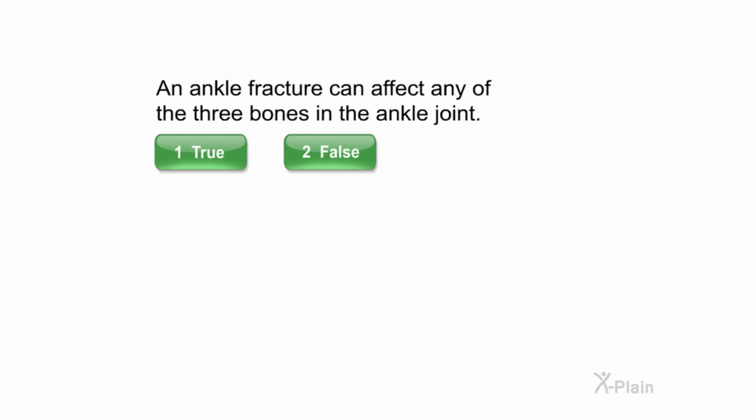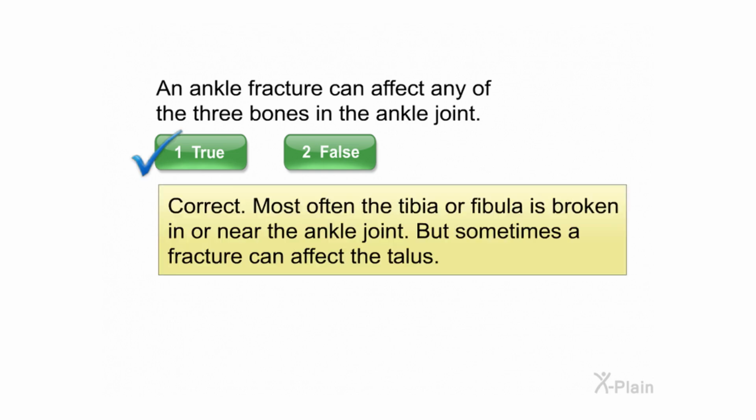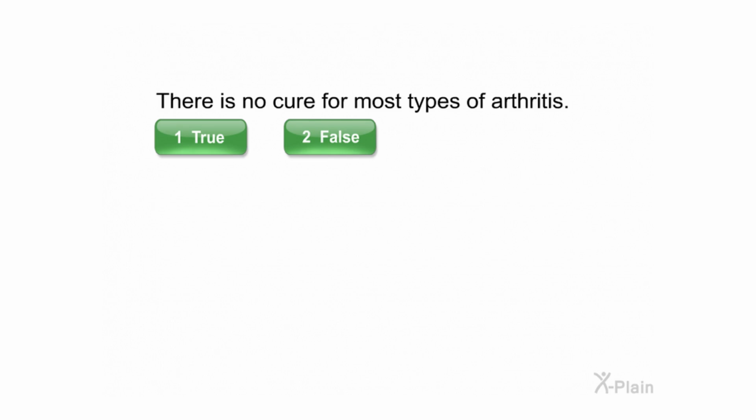An ankle fracture can affect any of the 3 bones in the ankle joint. Select true or false. Correct. Most often the tibia or fibula is broken in or near the ankle joint, but sometimes a fracture can affect the talus. There is no cure for most types of arthritis.